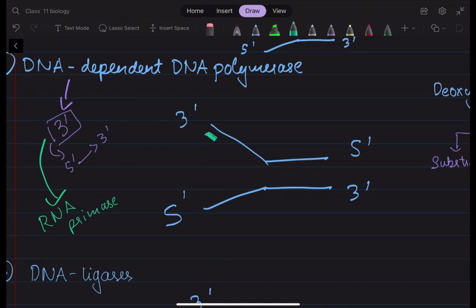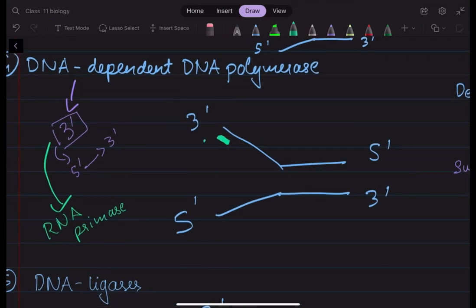So for this strand, we'll have a primer here. Okay, this will be our 5' end, then this will be our 3' end, and for this strand, our primer will be here. And this will be our 3' end, and this will be our 5' end.